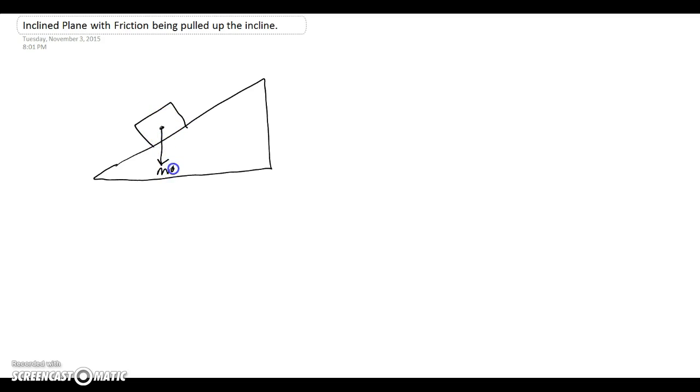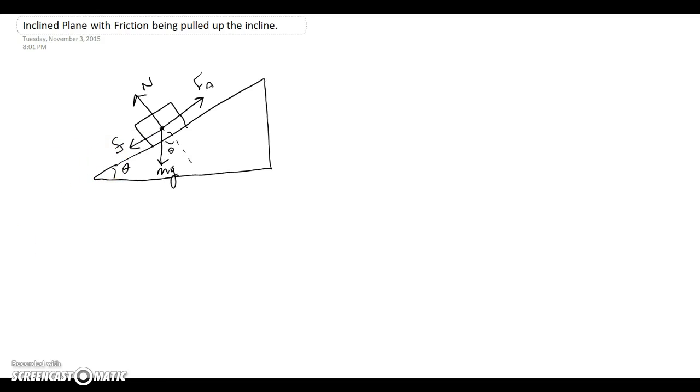And labeling our forces. But now I'm going to pull up the box with an applied force. And there's also going to be friction. You can draw in the angle here. It's the same angle as our inclined plane.